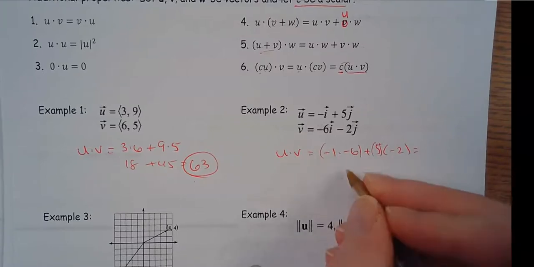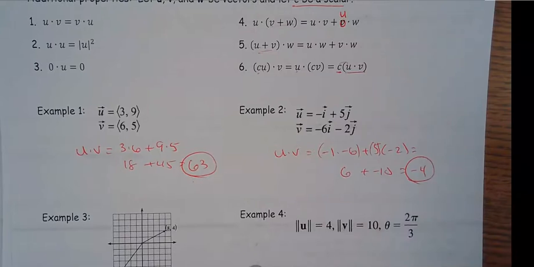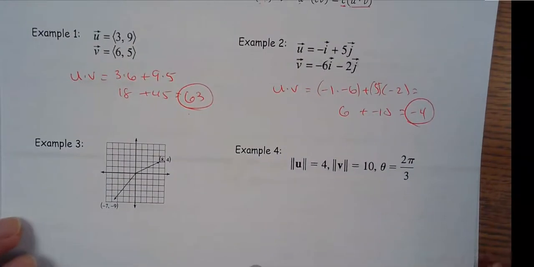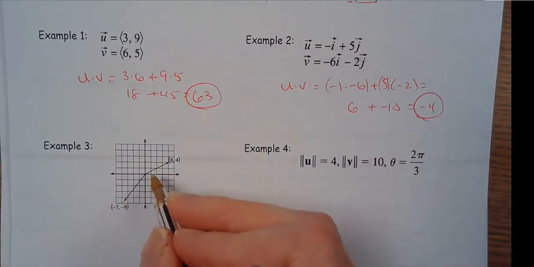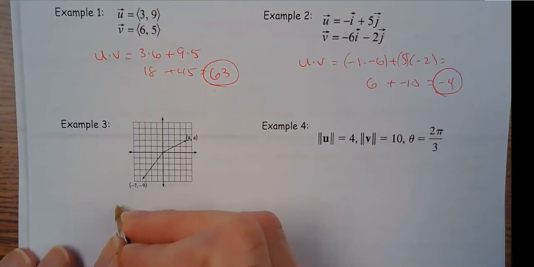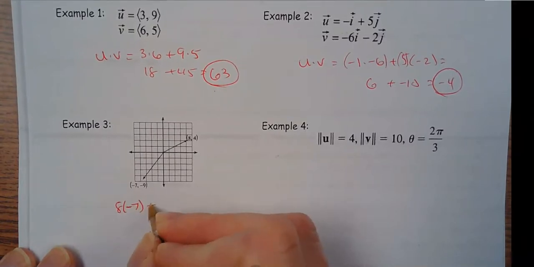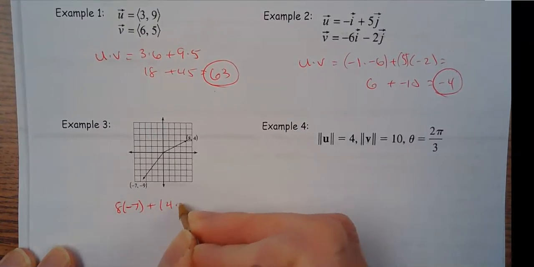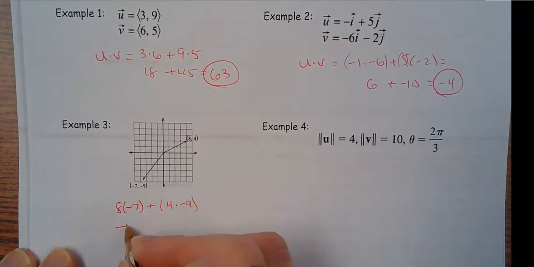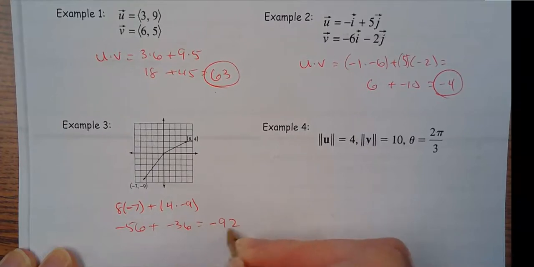So this would be 6 plus -10, which is -4. So I got -4 from my dot product. Here, 8, 4, and -7, -9. Well, the dot product would be 8 times -7, I'll put it in parentheses here, plus 4 times -9. So -56 plus -36 would be -92.